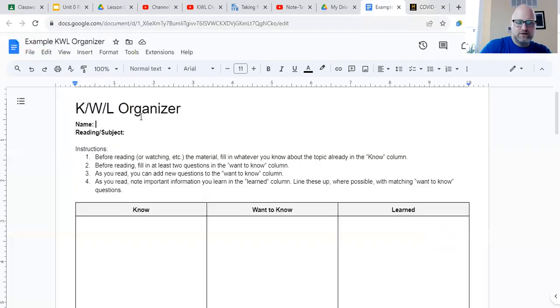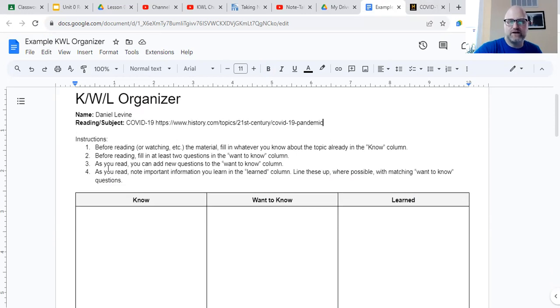history.com. So I put my name here so my teacher knows who it's from, if this was on paper. And I'm going to put as my subject COVID-19, and I'm going to put the web address in there. So in case I want to find this thing again, maybe I want to take a quote from it for something that I am writing, I can find it.